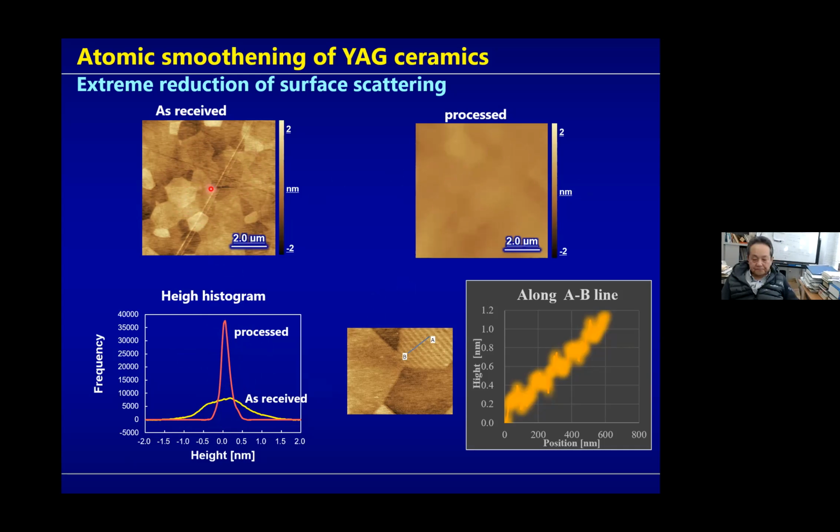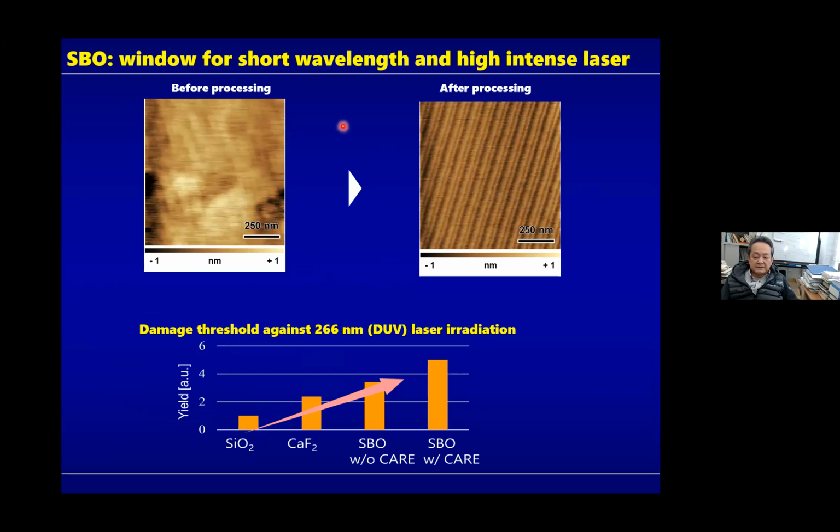In some cases, if the surface is just perpendicular to the lower order surface, then in some cases this kind of step and terrace structure was observed. This is evidence that the removal mechanism of this method is chemical, not mechanical. Okay, and this is the final application to the optical elements.